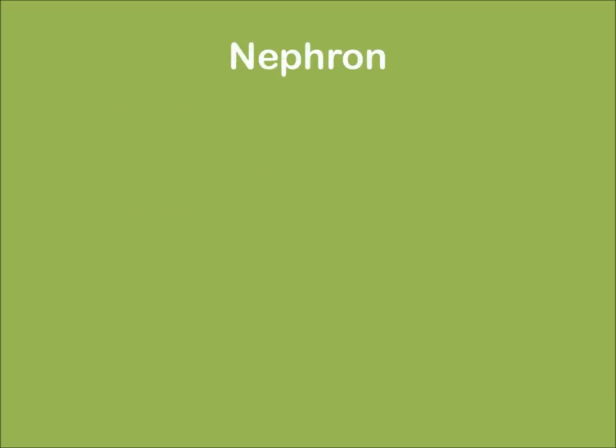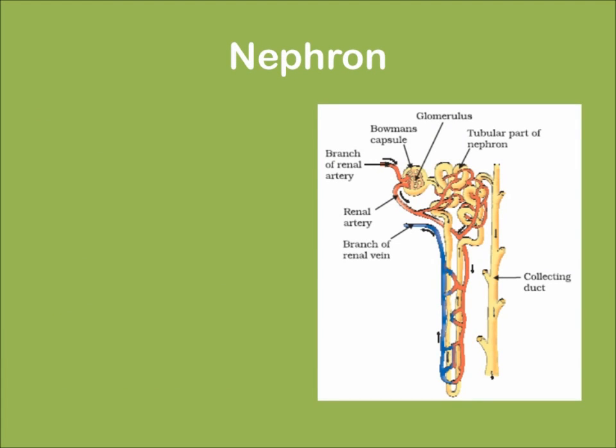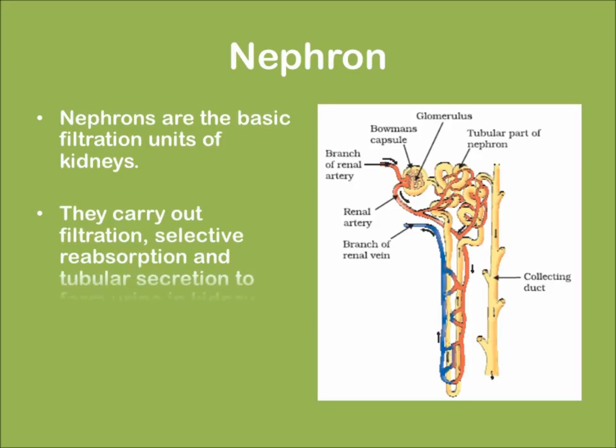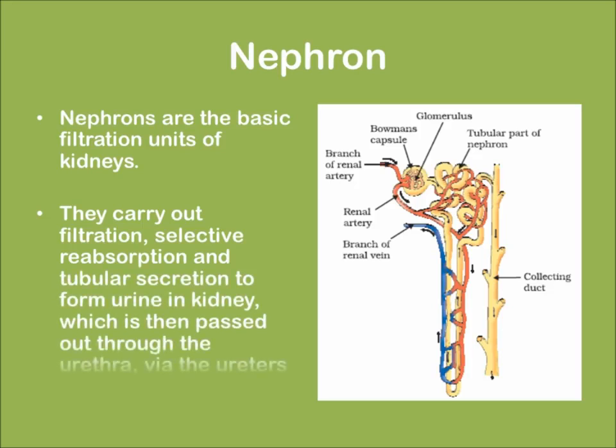Now let us learn about the nephron. Nephrons are the basic filtration units of a kidney. They carry out filtration, selective reabsorption, and tubular secretion to form urine in the kidney, which is then passed out through the urethra via the ureters and the urinary bladder.